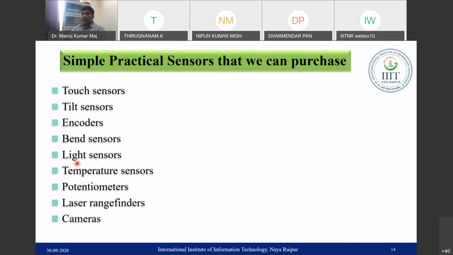And the light sensor, it can be used as a photovoltaic light sensor. The temperature sensor can measure the temperature using a thermocouple. And the potentiometers can detect voltage and current. And laser range finders, because today we also use laser lights to detect ranges. So there are laser range finders, and then the cameras. These are all very practical sensors that we commonly use in our labs and in our research activities.